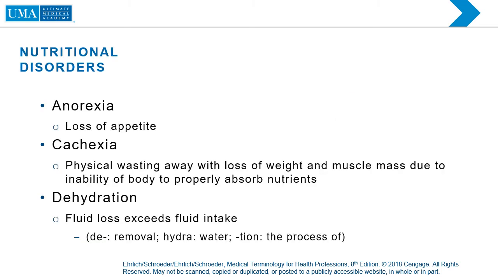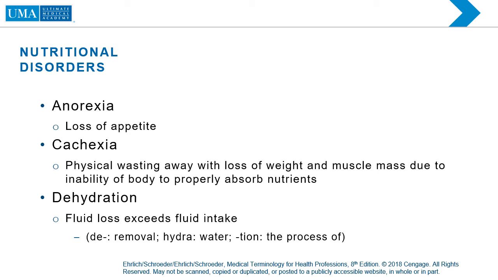We now move on to some nutritional disorders of the digestive system, starting with anorexia. This would be the loss of appetite for food, especially when caused by a certain disease. Now, anorexia nervosa, as well as other eating disorders, may be discussed in other chapters. Next, we have cachexia, and this is a condition of physical wasting away, which would be due to the loss of weight and muscle mass that occurs with diseases such as advanced stages of cancer or AIDS.